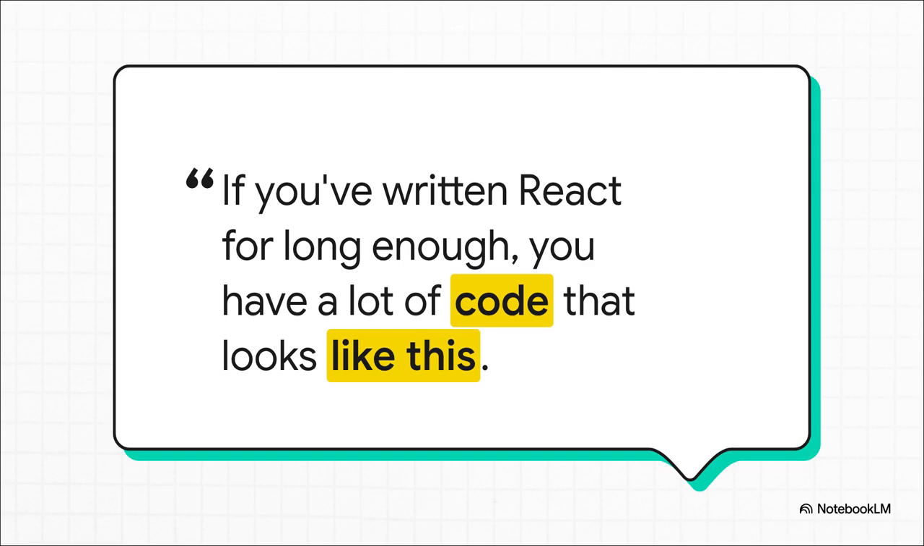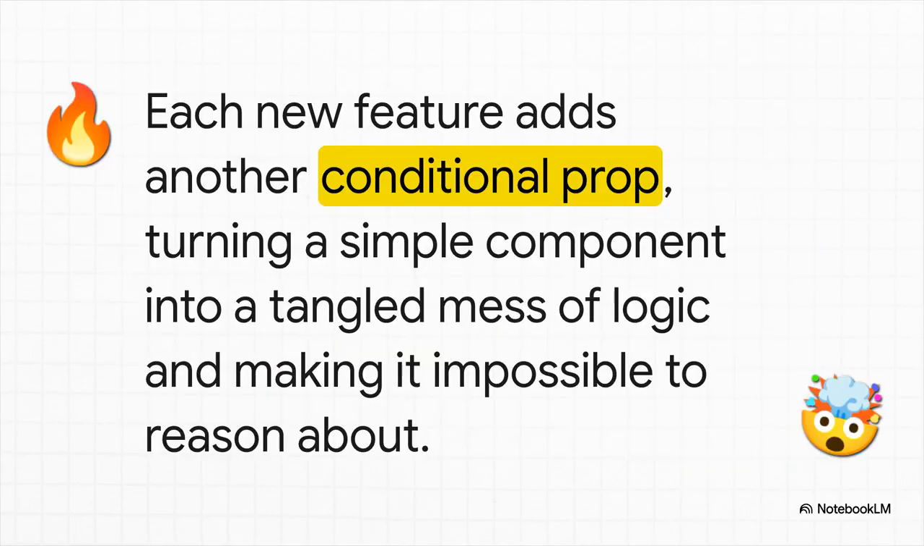We've all been there, right? Adding just one more prop, one more little condition, until we finally look up and realize, oh no, we've created a monster. And this right here is a perfect example of what people call Boolean prop hell. It's a sight we all recognize. Every new feature adds another conditional prop, and what was once a simple, elegant component turns into this tangled mess of logic. It's hard to read, it's brittle, and it's almost impossible to reason about.